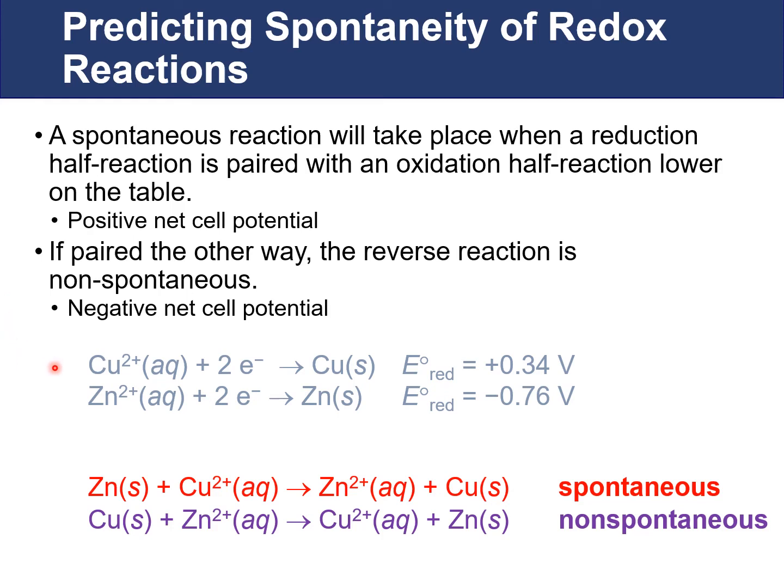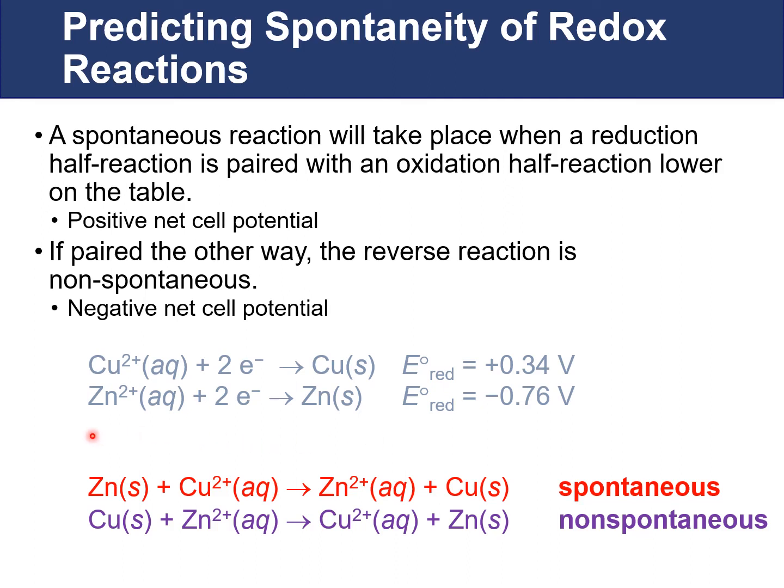So if we look at copper, Cu2+ being reduced to form copper solid, it has a reduction potential of 0.34 volts. For zinc, going from zinc 2+ to zinc metal, it has a reduction potential of negative 0.76. So zinc is lower on the reduction table than copper. If we pair copper as being reduced, and the zinc as being what's oxidized, with the copper 2+ reacting with zinc solid, essentially we're taking our second reaction and flipping it. So instead of going from zinc 2+ to zinc solid, we're going from zinc solid to zinc 2+. This reaction will be spontaneous. So we are flipping the bottom reaction. If you flip the reaction, you flip the sign. Adding the two together, you'll get a positive value.